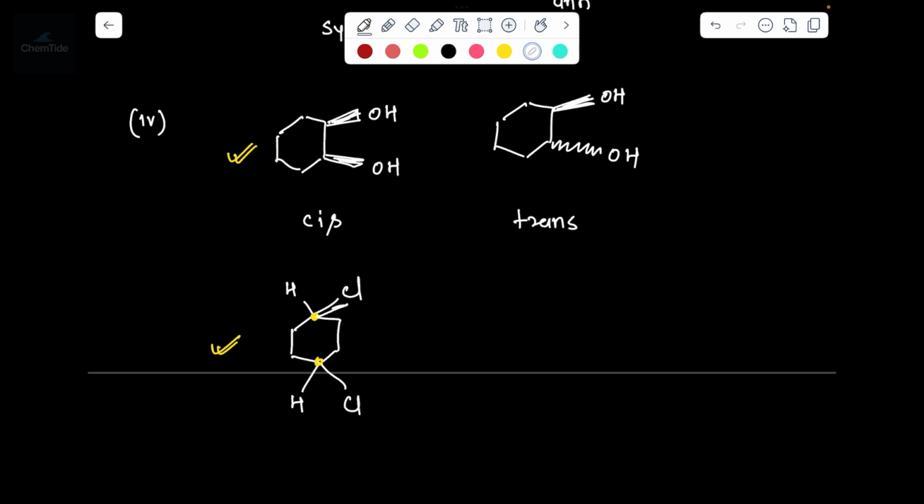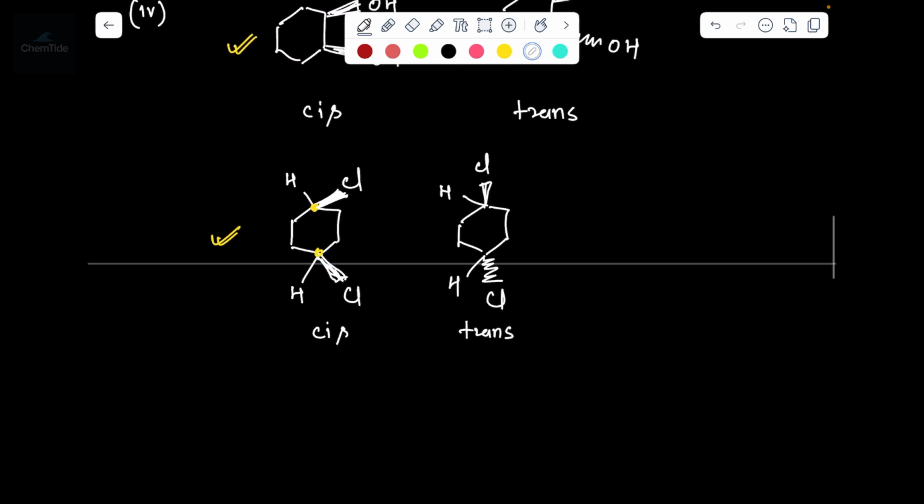If I draw the solid line, it means the same side, so it could be cis, and the other pattern could be trans. Hydrogen is optional to put, so one is cis and the other is trans. One more special case is coming.